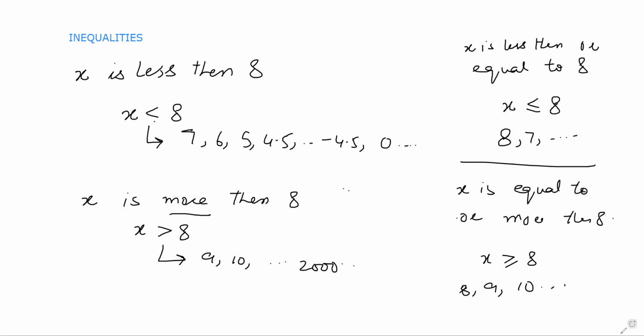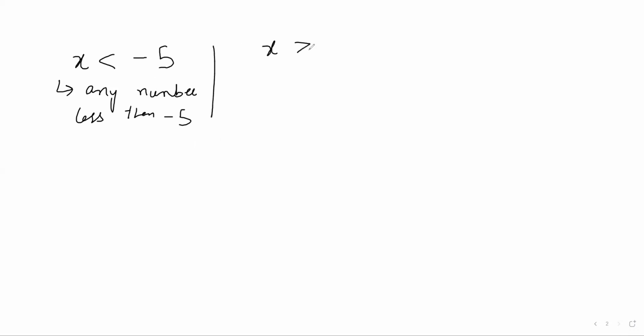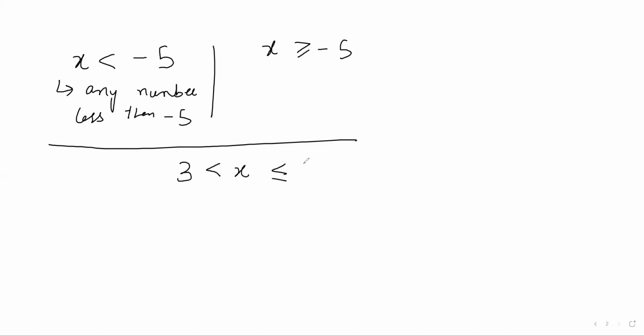Now, if we have an inequality with a negative sign, x is less than negative 5, it means any number less than negative 5. Or if we have x is greater than or equal to negative 5, it could be any number greater than or equal to negative 5. So we can have inequalities with either positive or negative numbers.